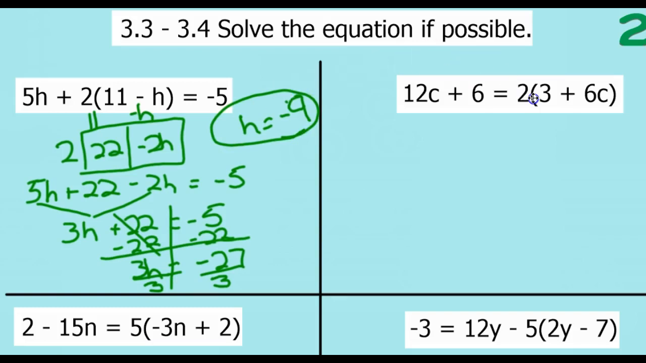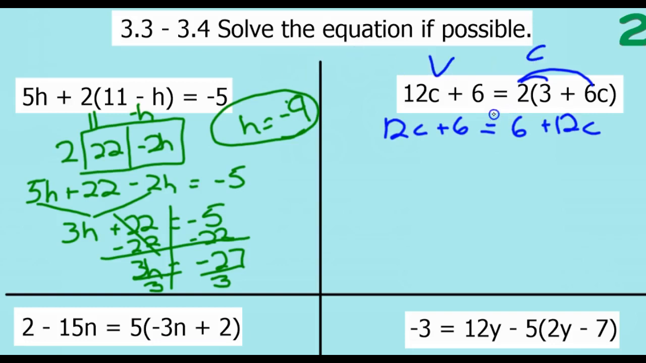Here again, I see parentheses. This time I'm going to distribute. I'm not going to draw my box this time. I'm just going to distribute this 2. So I get 12c plus 6 equals 6 plus 12c.